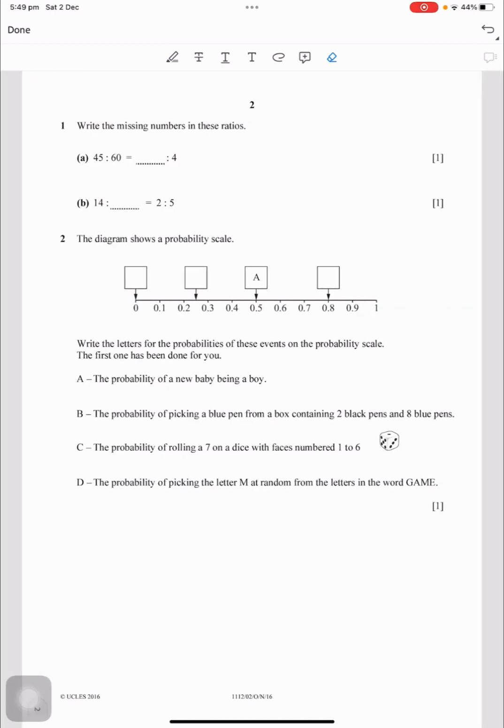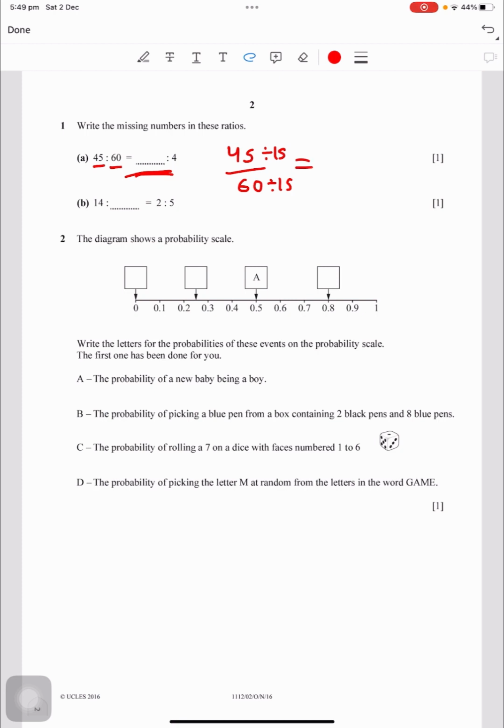Question number 1, write the missing numbers in these ratios. As you can see, there's 45 ratio 60, so we need to find what will go right over here. First, 45 and 60 both come in 15's table, so we can divide them like this. Divided by 15, and divided by 15. You have to divide them both by 15.